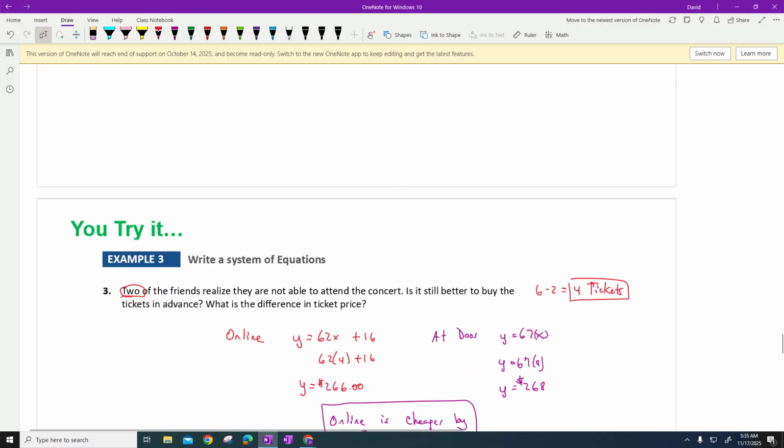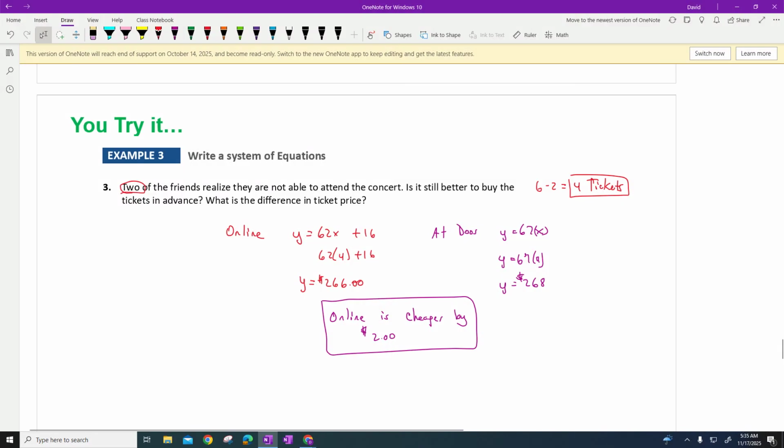Here's my online work. I got $266. At the door it was $268, so online is cheaper at this point, and it's only $2 cheaper. Okay, so you have to say which one's cheaper, and then also how much cheaper.